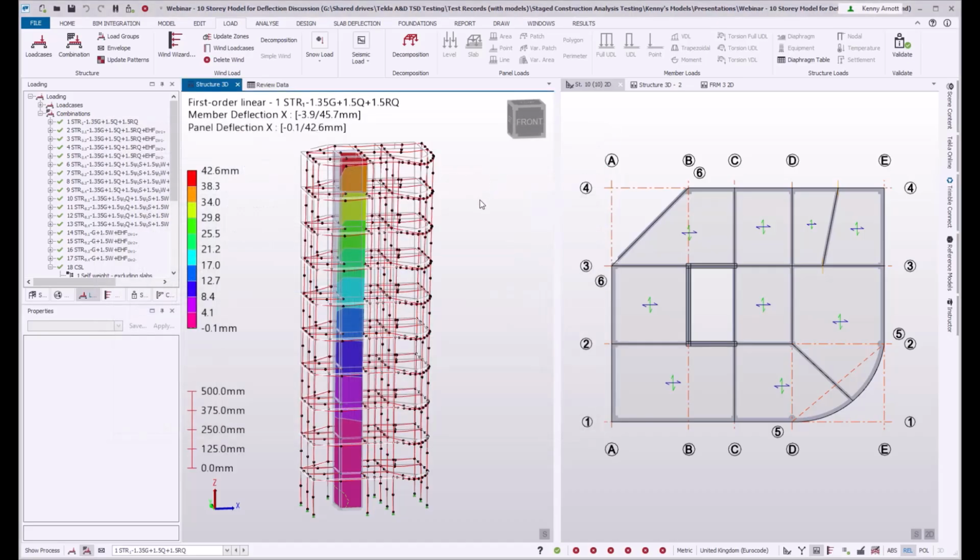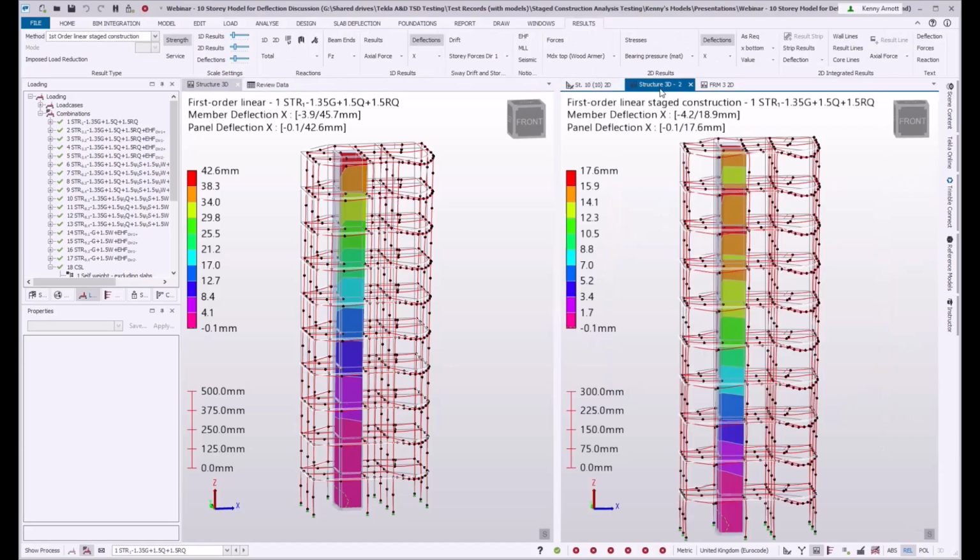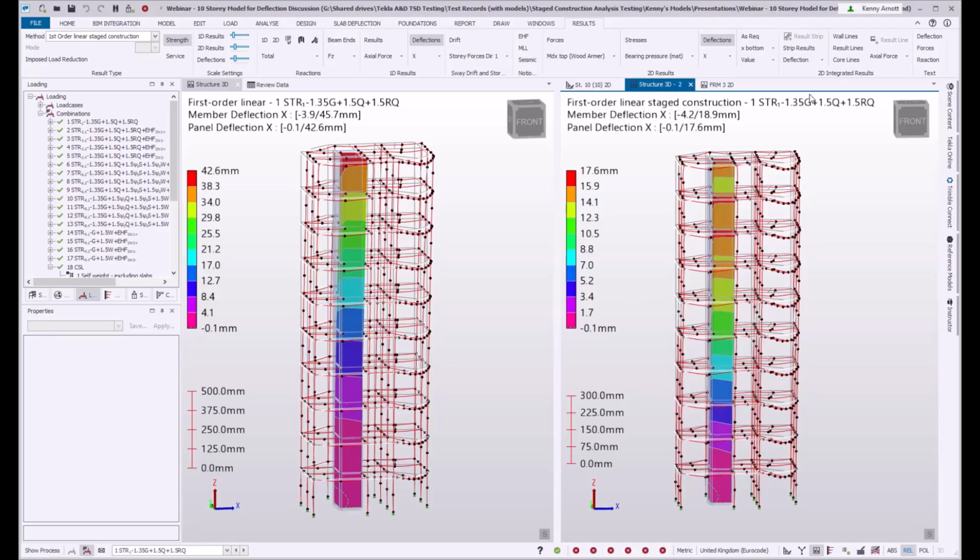If I cancel out of that and then look at the results from the stage construction analysis, you can see that for exactly the same combination, instead of 42.6 millimeters deflection, it's displacing 17.6. So this is the design stage where the load is elevated to exactly the same level. So it's quite a big drop in deflection there.